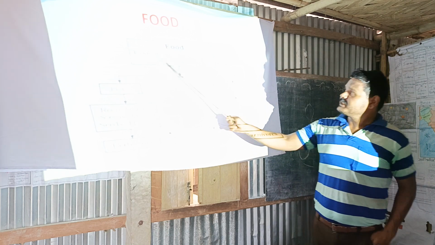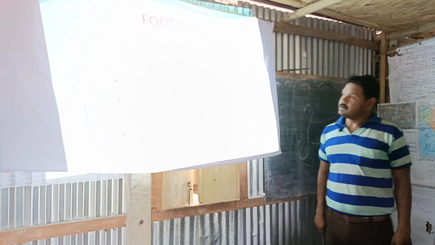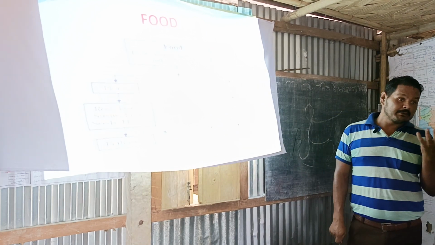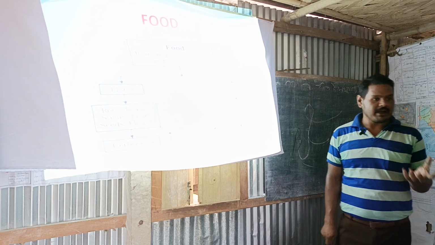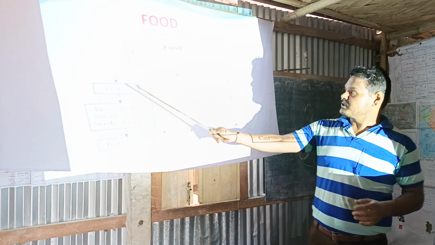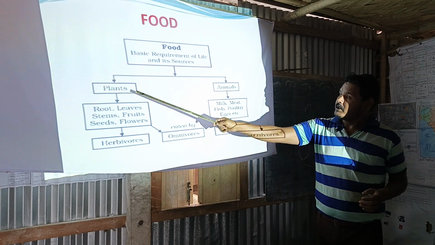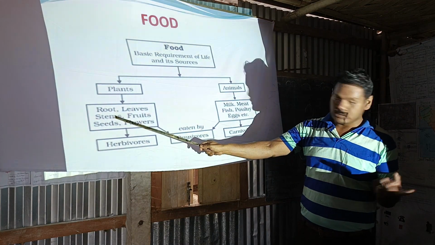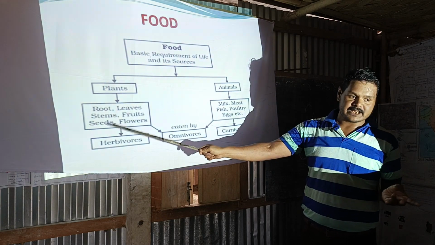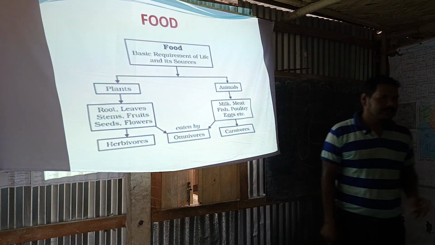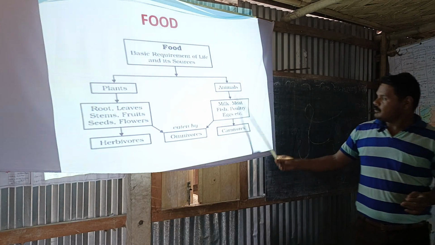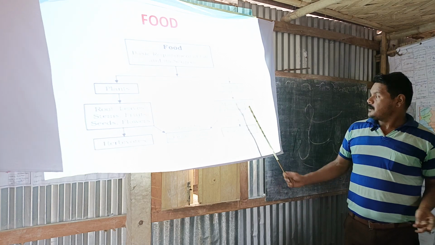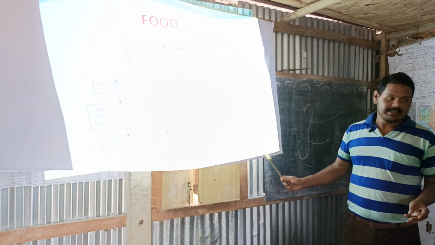Now, food: basic requirement of life and its source. Look, these are the basic resources that we need to survive on the earth. We need all these things. Now category A, look how these are mapped. Plant, and the other side is animal. Plant, what things are there? Root, leaf, stem, fruit, seed and flower. From animals: milk, meat, fish, poultry, egg, etc.